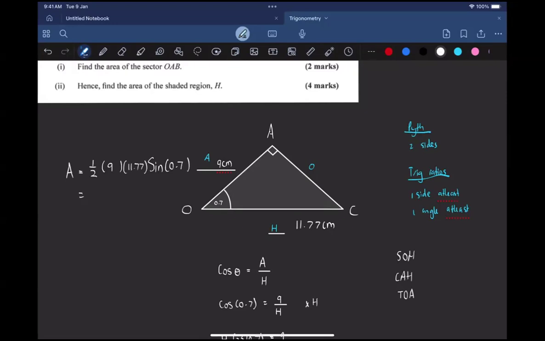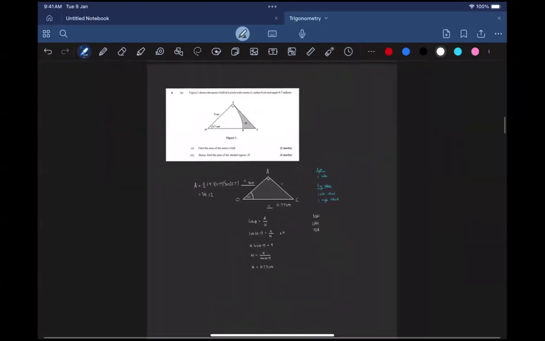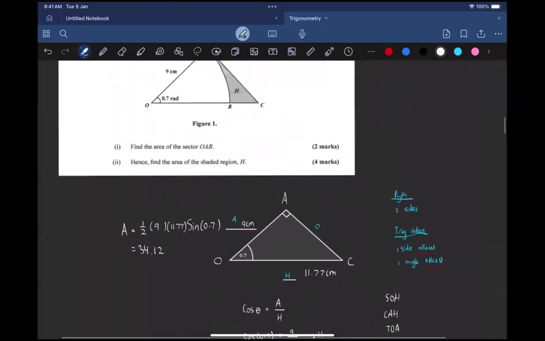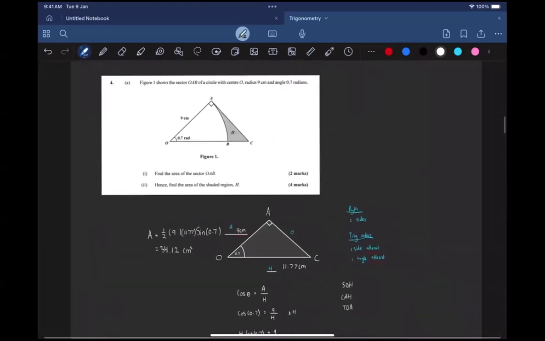34.12. Yeah. All right. And we found the area of the sector in part one to be 28 point something. Right, that makes sense. They're not that far off, right? If we're looking at it, they're not that far off.